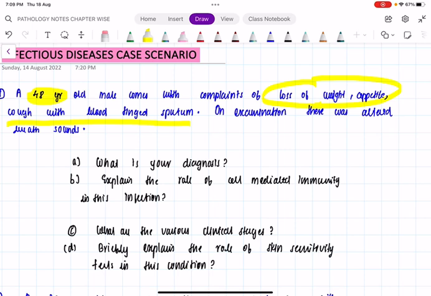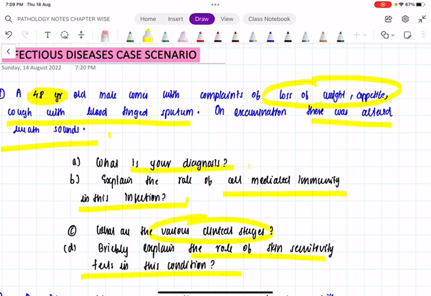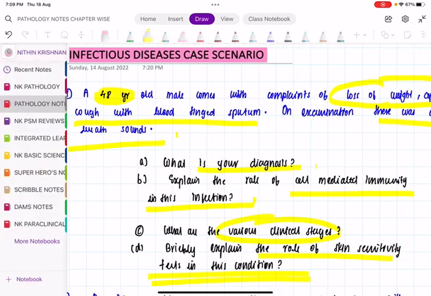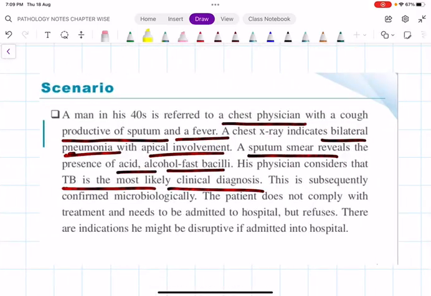Here you usually get blood tinged sputum, and on examination there were altered breath sounds. That's it, simple. They won't give much elaboration. What is your diagnosis? What is the role of cell mediated immunity in this infection? What are the various clinical stages, and what is the role of skin sensitivity test in this condition? From this very vague history, you have to find the diagnosis as a case of tuberculosis.